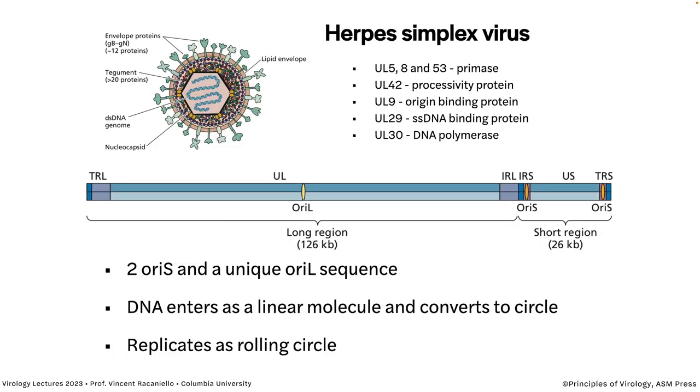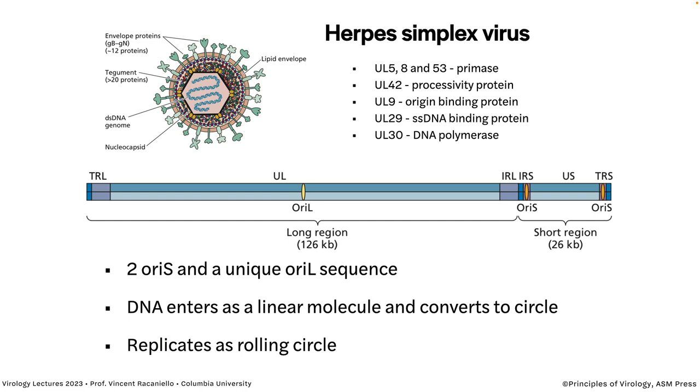Moving even larger now, herpes simplex virus. So adenovirus genome, about 34,000 base pairs of double-stranded DNA. Herpes viruses, 150,000 base pairs, so bigger. So the genome is shown here. It's a long double-stranded DNA like adenovirus, but longer. It has three origins of replication. Two are called ori-S, they're the same, and ori-L is different.